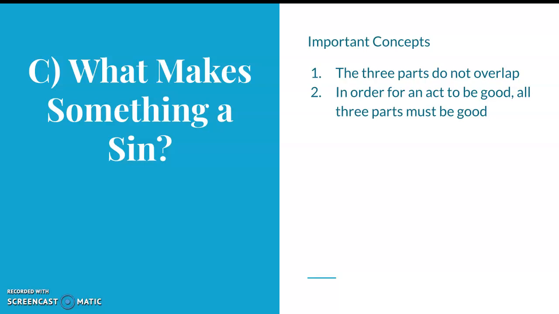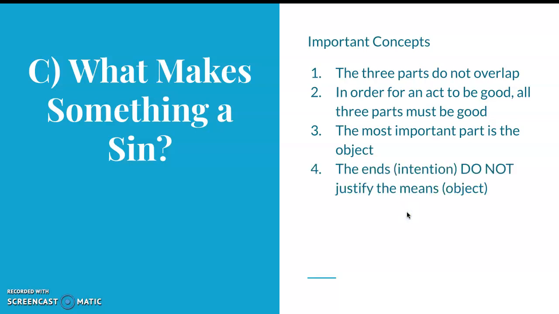Number 3, the most important part is the object. So the object is the most important part to analyze. The reason why is because the ends do not justify the means. So the ends are the intention, the why you're doing something. And then the means are the object, what you're doing, okay, to achieve that goal.